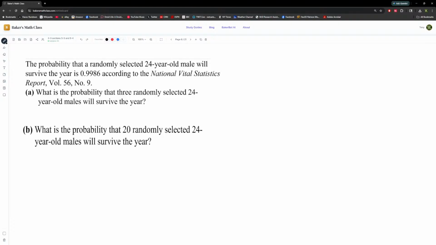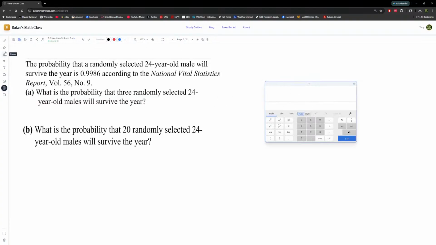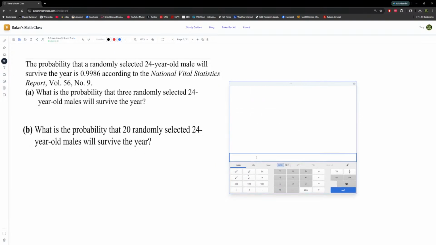What's the probability that 3 randomly selected 24-year-old males will survive the year? Now, these 3 are all independent events. Each individual male is independent. They don't have any impact on each other. So we can look at these and just multiply them. I'll pull up the scientific calculator here so we can actually do this out. I'm going to take that probability and multiply it 3 times: 0.9986 times 0.9986 times 0.9986.